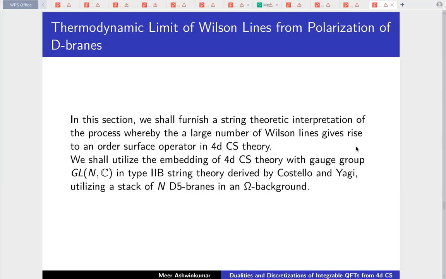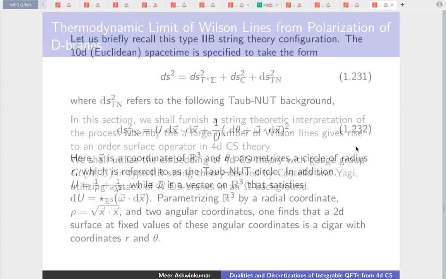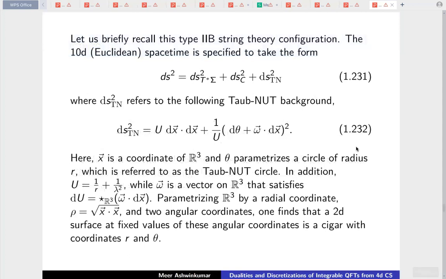So what you can think of an omega background as is basically a kind of cigar geometry, and the N D5 branes wrap this cigar geometry, and basically all the degrees of freedom localize to the tip of that cigar. And what we find is that the resulting degrees of freedom are just described by 4D Chern-Simons theory. And this is a result of Costello and Yagi.